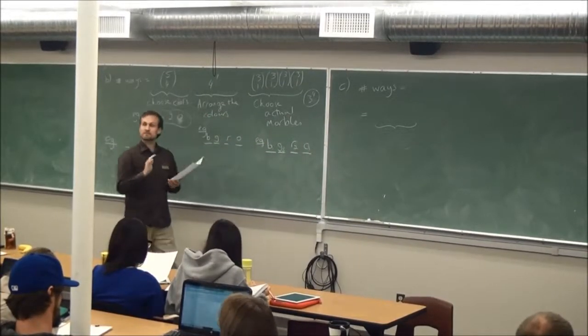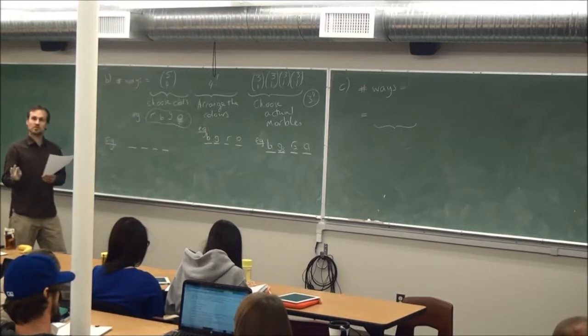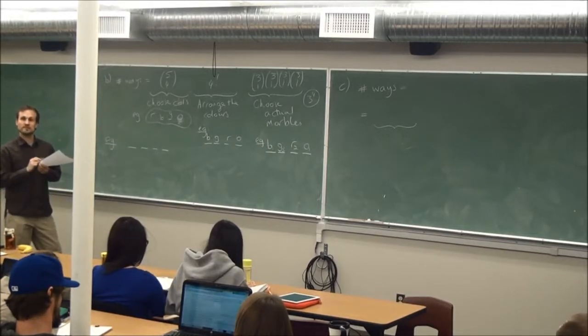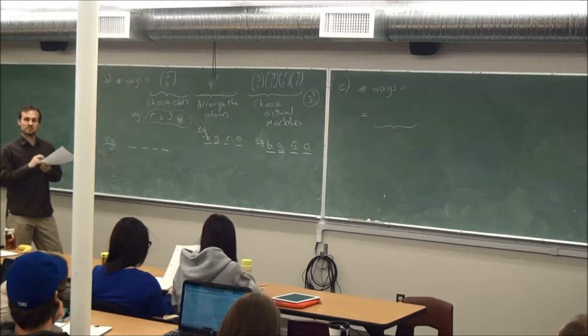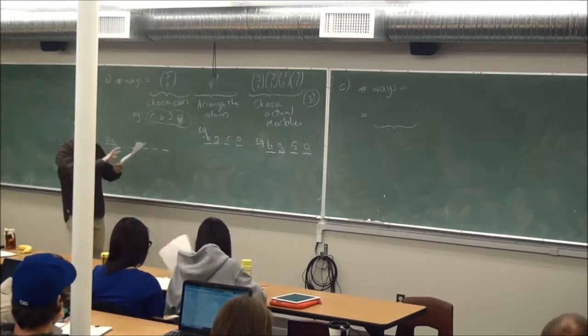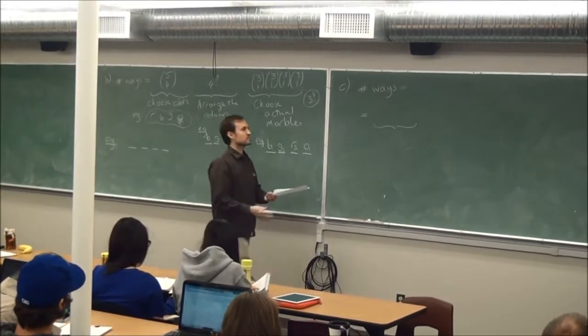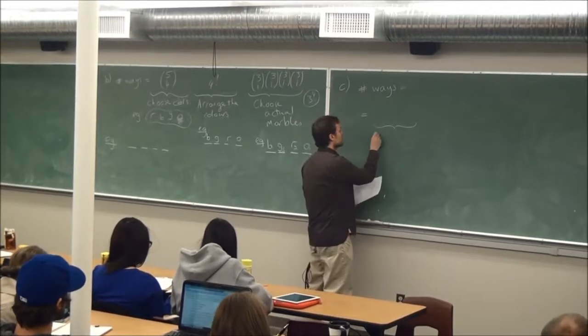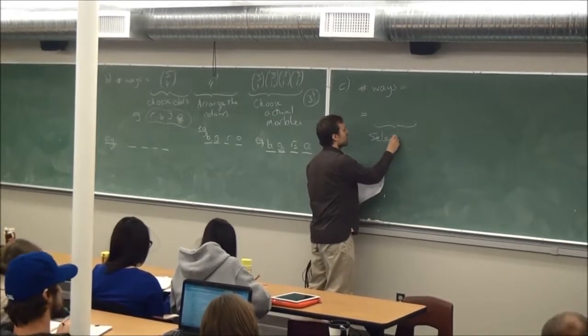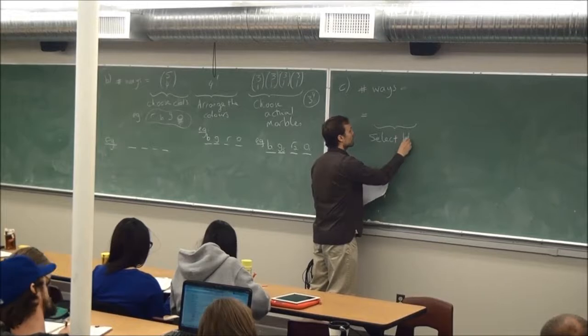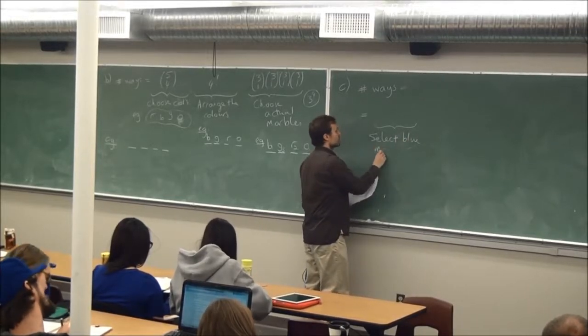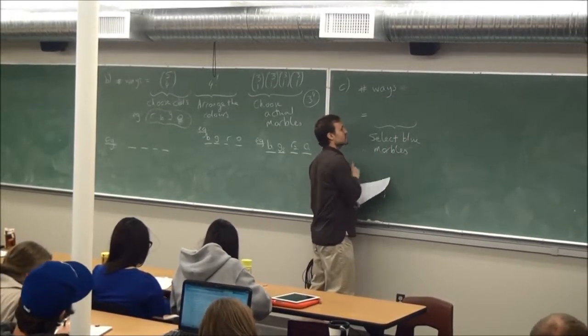Okay, but what am I doing? Do you select or arrange? I don't want to do them in one go. So let's maybe select them first. The more steps, the smaller each step is, the safer it is. So what do you want to select? Blue marbles? How many ways can I do that?